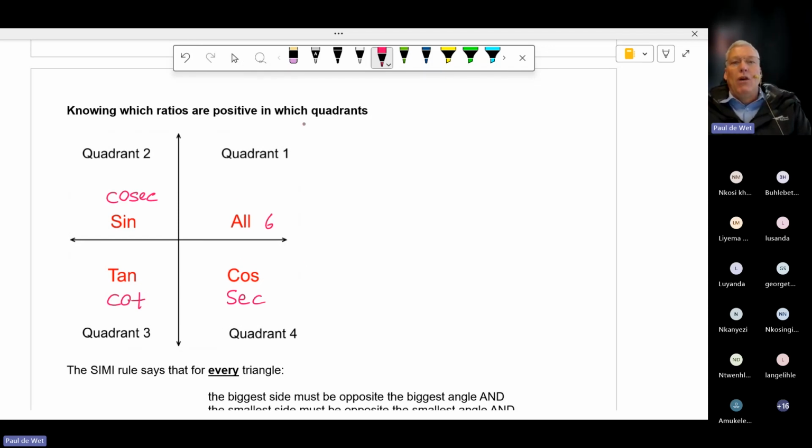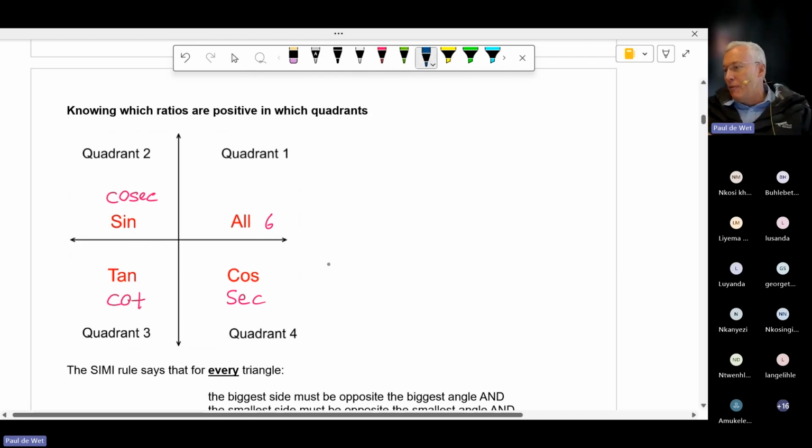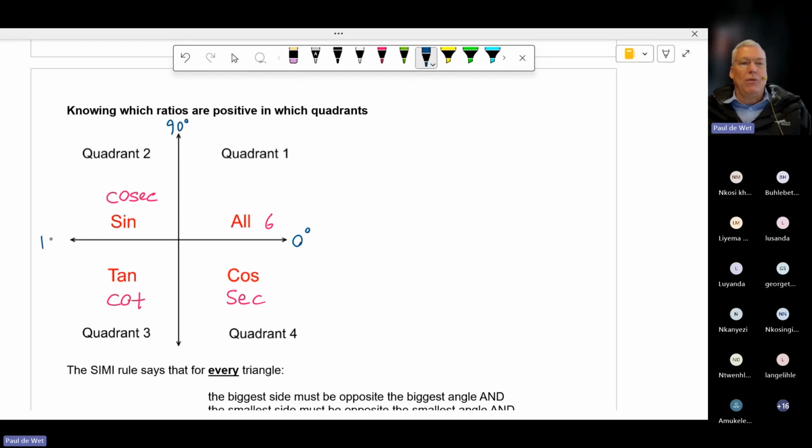What I also want you to write on this diagram, and I've left things off this diagram on purpose so that you keep focus. This is 0 degrees. This is 90 degrees. This is 180 degrees. And this is 270 degrees. This is also 360.